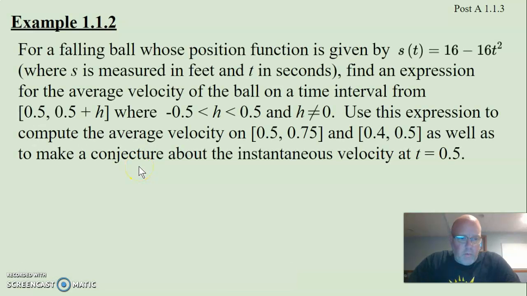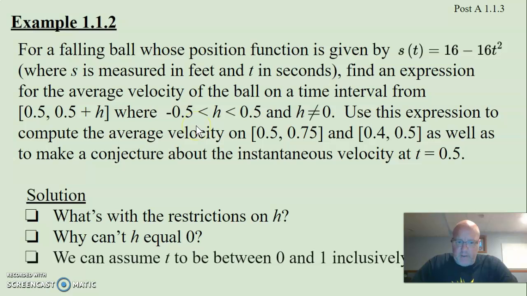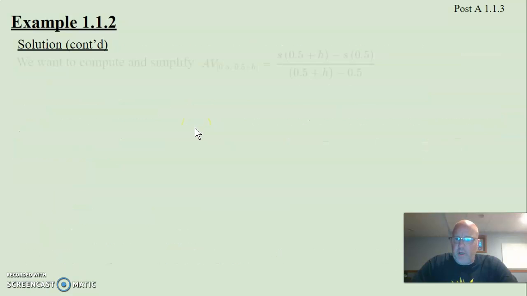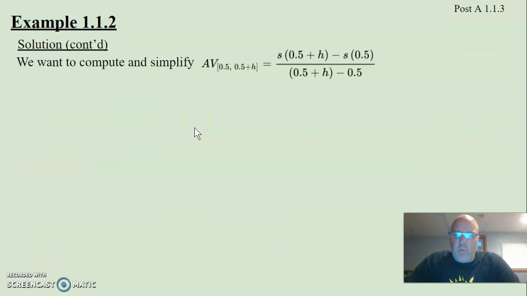Okay, so we are familiar with the problem. We know what we need to do, and let's go ahead and get started. So we've already answered these three questions. So the first thing we're going to do is compute and then simplify the average velocity from 0.5 to 0.5 plus h.